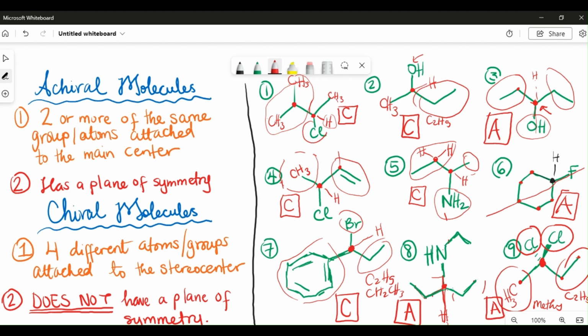So in total, we've got, sorry, in total we've got five chiral molecules. Number one, number two, number four, number five, and number seven are chiral molecules. And then number three, number six, number eight, and number nine are molecules that are not chiral, hence they are achiral molecules.